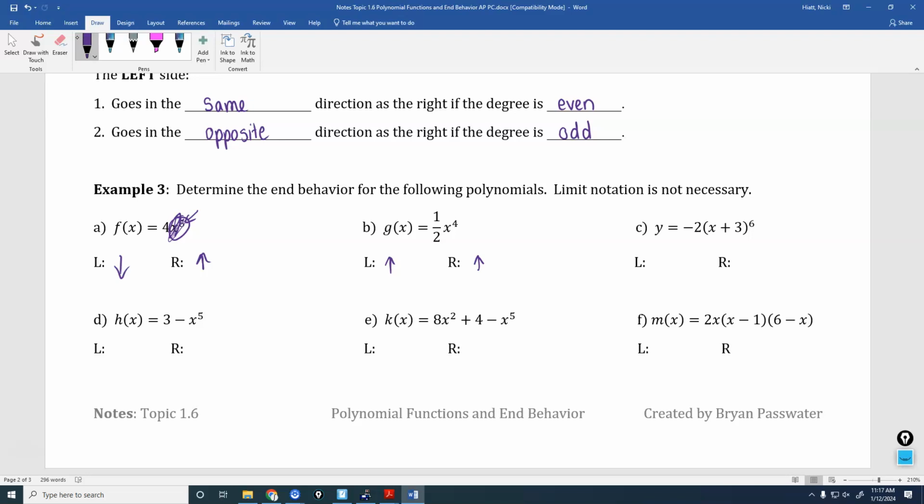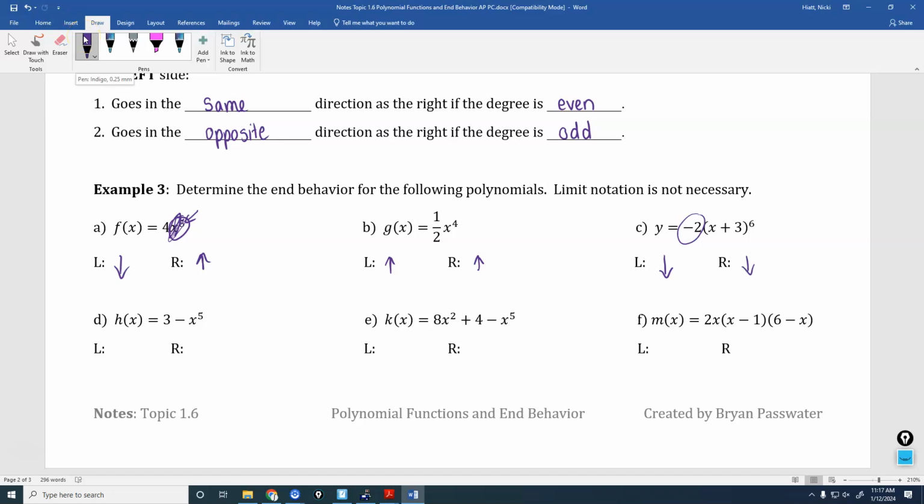What do you guys think for C? Both down. This -2 right here, that one's not expanded, but that -2 would be multiplied by everything once you did expand it, so that's going to be your leading coefficient. So that flips it upside down where you got both sides going down for that.